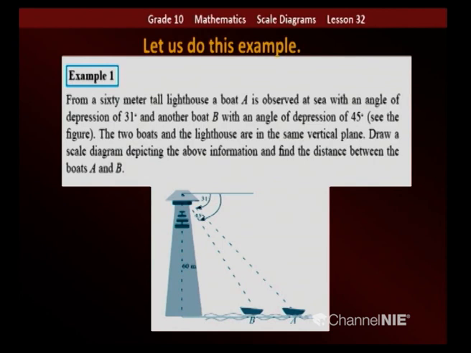I have selected this from the textbook. The example number 1 in your textbook. If you have the textbook with you, you can refer to it. We'll see the question.